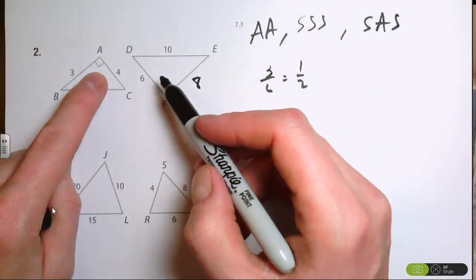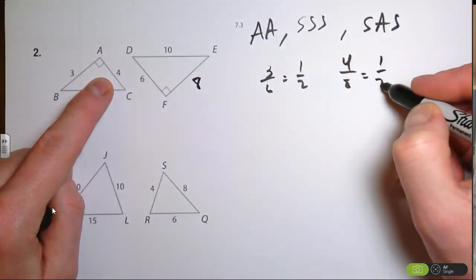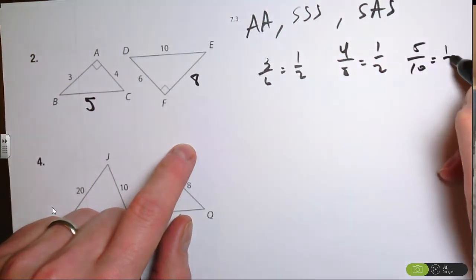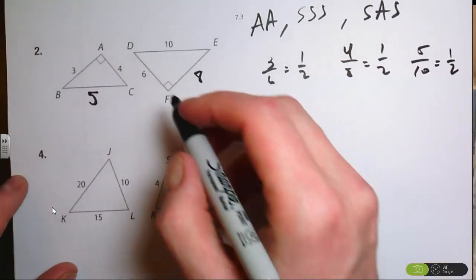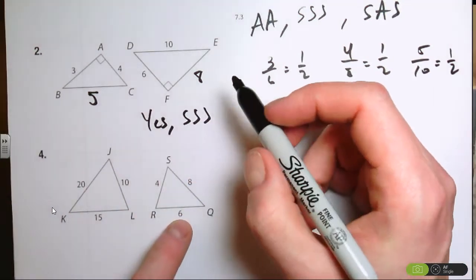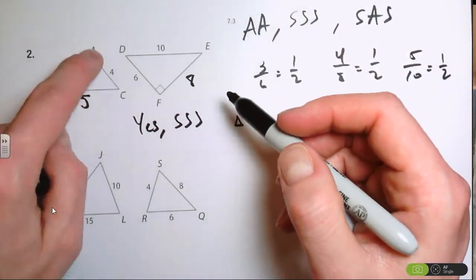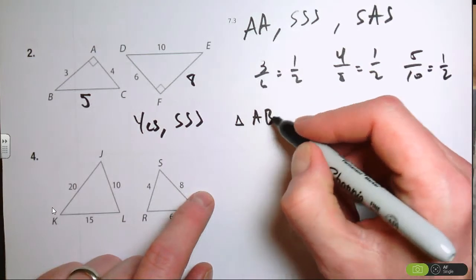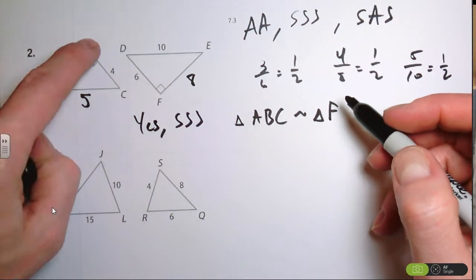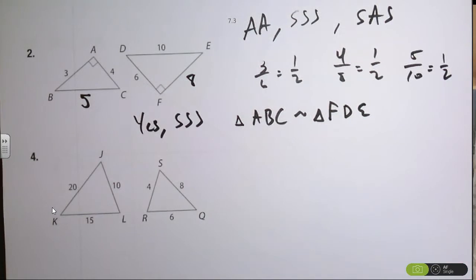1/2. 4 to 8, that's the next smallest, 1/2. And 5 to 10, all 1/2. So number 2 is yes, they are similar by side, side, side, which is kind of tricky again because it looks like it should be a side, angle, side one. And then it'd be like triangle, I don't know, we'll say ABC. The right angle here is F. From A to B is F to D, and then E. So that's a tricky one.